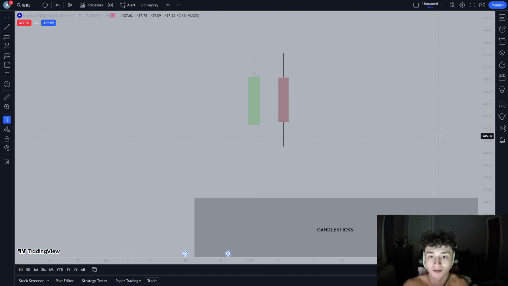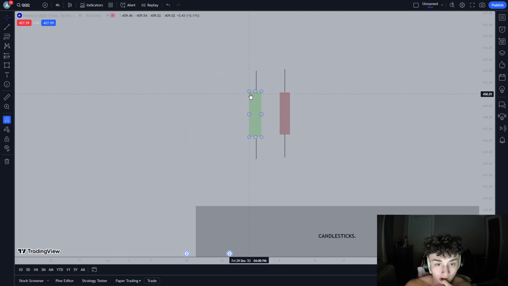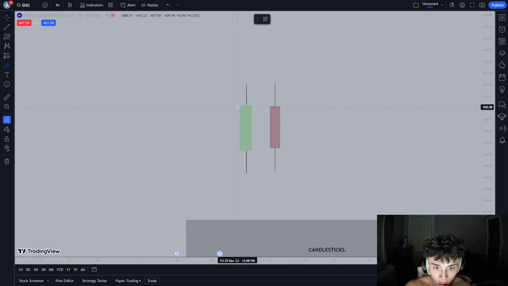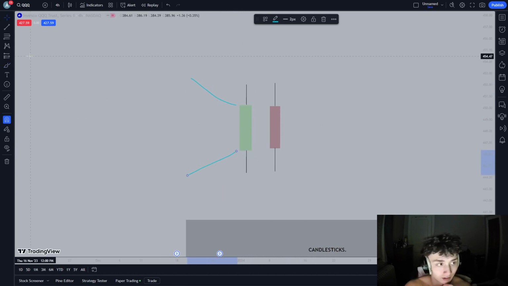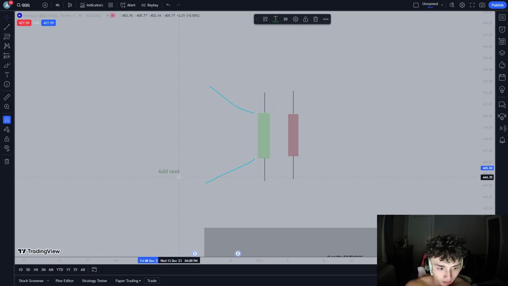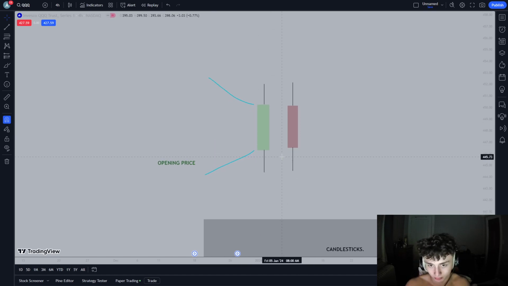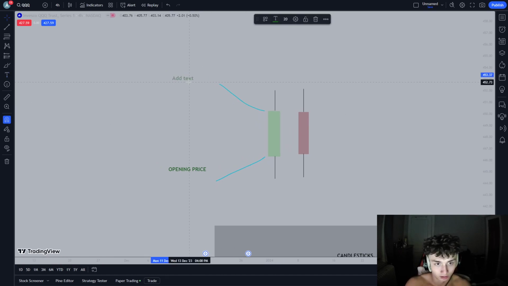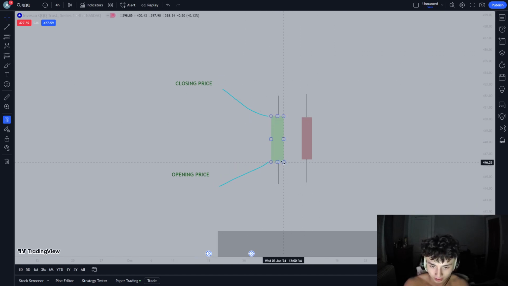All right. So, let's start from the fundamentals. This is an up candle. Now, these two things represent completely different things. This would be the opening price. Now, where you see where this body starts, this is the opening price of where that body started. And this is the closing price. So this candle pushed up, closed here.